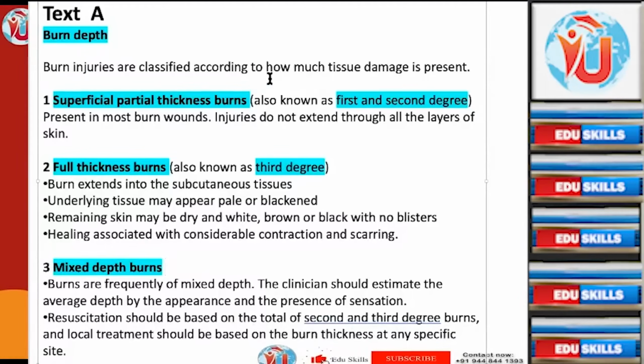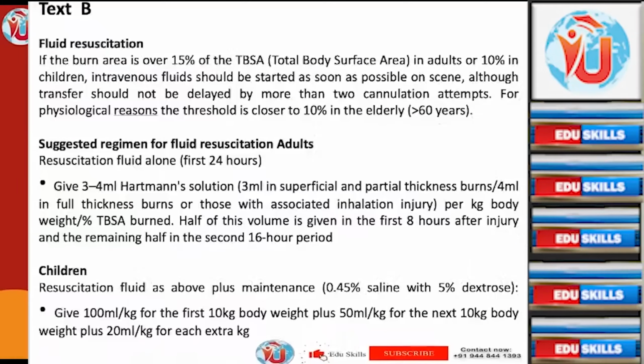Burn injuries are classified according to how much tissue damage is present. How much tissue damage? First degree, second degree, third degree, mixed depth. So that is known as the topic sentence. And that's why I made classification from the topic sentence instead of burn depth. Burn depth also is okay. That's also classification. Or the heading I decided as classification. That is cool. Now let's go to the next text.